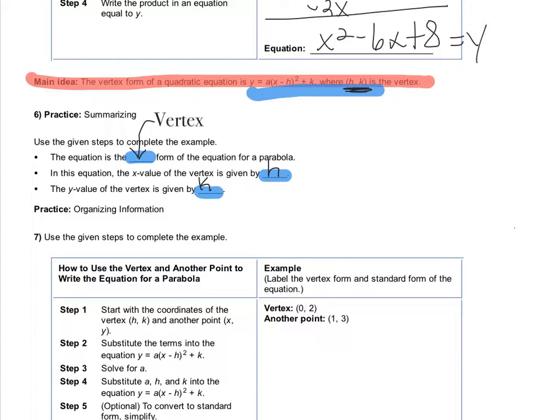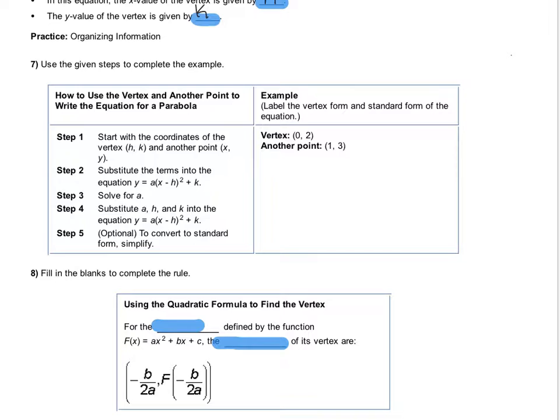So we're going to use the given steps to complete the example. It says how to use the vertex and another point to write the equation for a parabola. Label the vertex form and standard form of the equation. Step 1 says start with the coordinates of the vertex (h, k) and another point (x, y), which is what we already have here. Substitute the terms into the equation. What you see to the right is h equals 0, k equals 2, x equals 1, and y equals 3. This gives you a heads up as to the things that you need to plug in.